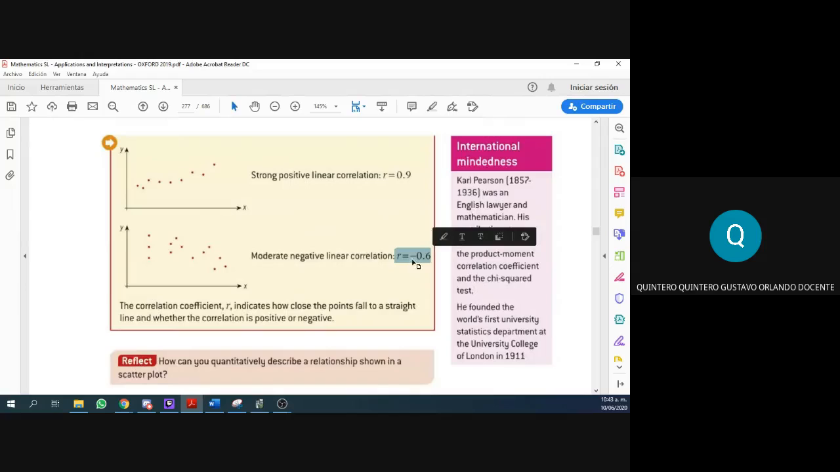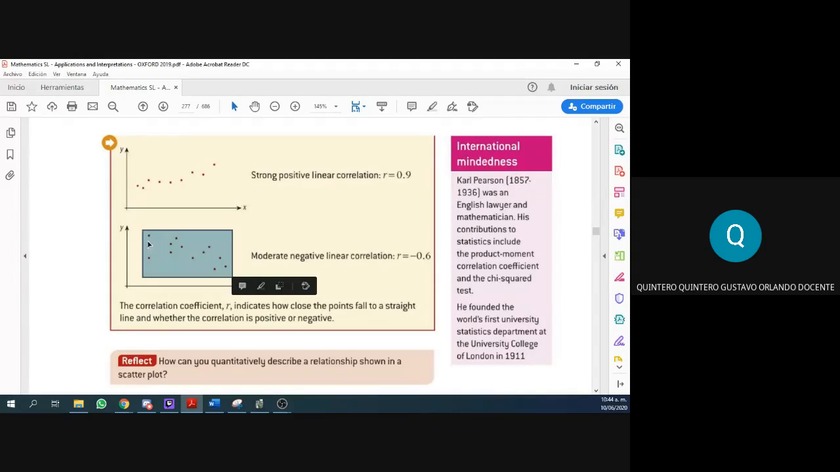R is negative 0.6. Just because of the sign, we know this is a negative correlation, which means the line kind of goes down, and that is exactly what is happening in the drawing. If we were to draw a line here, of course, this is not a strong correlation, right? I would say it is a weak correlation.